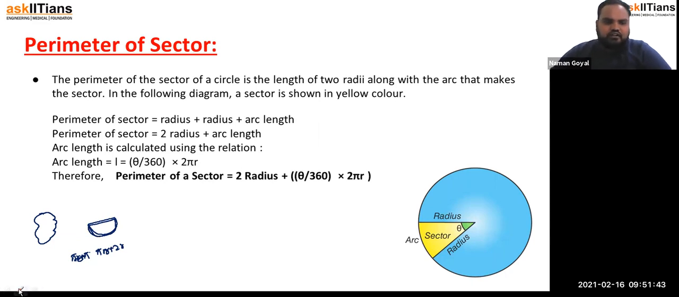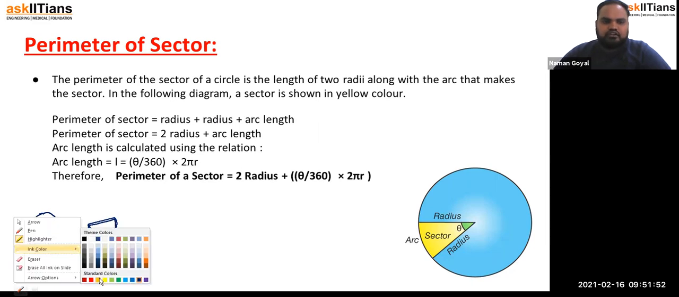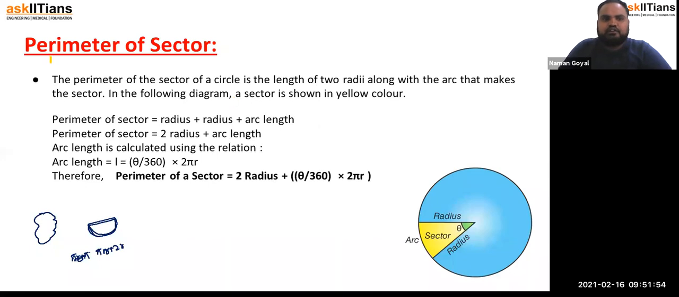Now in case of a sector, what are we talking about? Let me show you the perimeter of a sector. The perimeter of a sector of a circle is the length of two radii along with the arc that makes the sector.